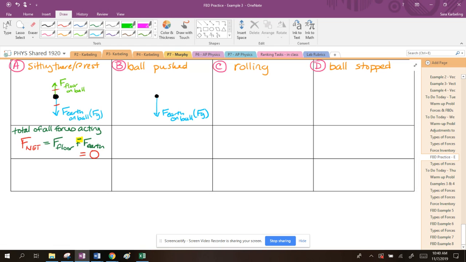Every time I draw it, I need my arrows to come from my dot, and I need to say earth on ball. Every time. Any other forces acting on my ball right now? Got another one. Force of the ground on the ball. Which way does that one go? Up. Same as it was the last time, right? I labeled it force of the floor. I'm going to do that again just for consistency. But if you labeled ground before, that's fine too. Force of the floor on the ball, force of the ground, force of the surface, whatever you want to call that. How do those two forces compare?